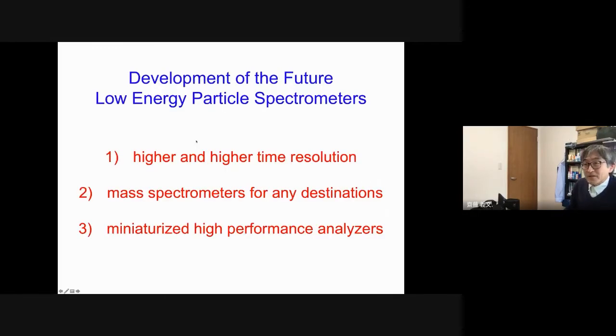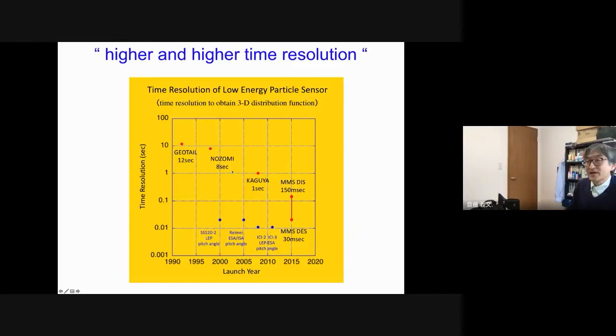Okay, for these 10 years, I have been developing low-energy particle spectrometers in order to realize these 3 objectives. One is a higher and higher time resolution, second is the mass spectrometers for any destinations, and number 3 is miniaturized high-performance analyzers. Talking about the higher and higher time resolutions, this figure shows the time resolution of low-energy particle sensors to measure 3-dimensional distribution function.